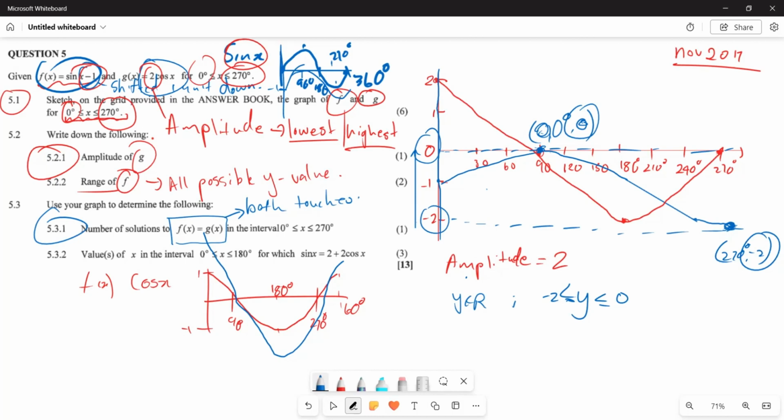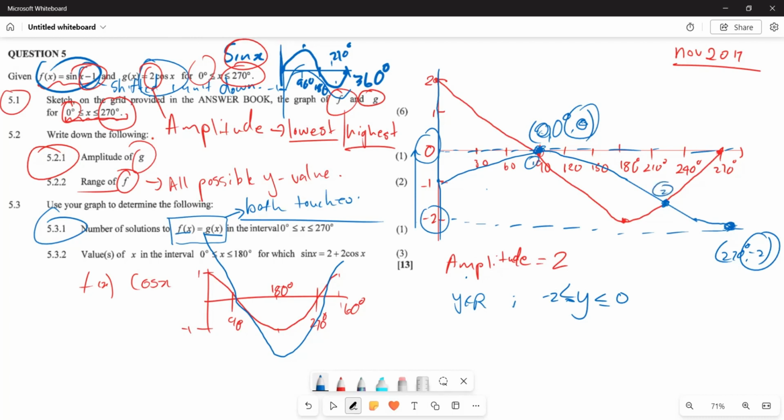If you look at the graph, look at here at 90 degrees. Can you see that both of these graphs are touching? And can you see here, both of these graphs are touching each other? So the number of solutions where the graph of f of x is equal to the graph of g of x, basically where both graphs are touching, how many solutions are you going to have? This is going to be the first solution, and this is going to be the second solution.